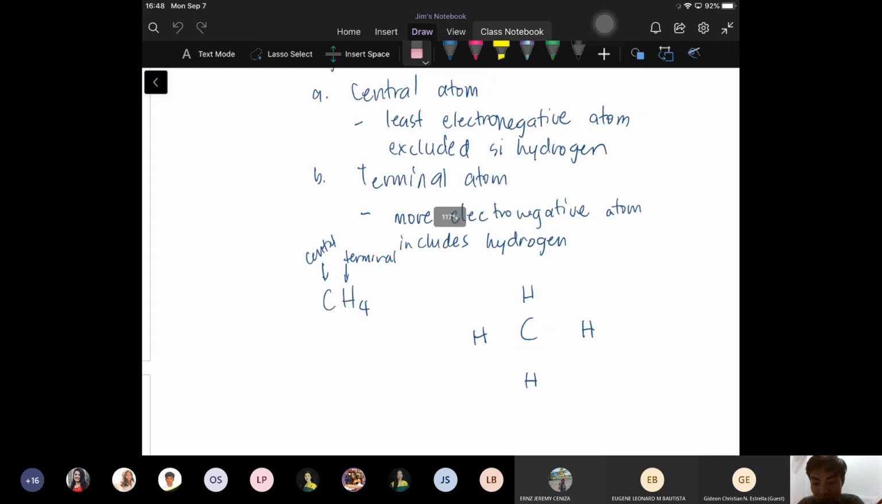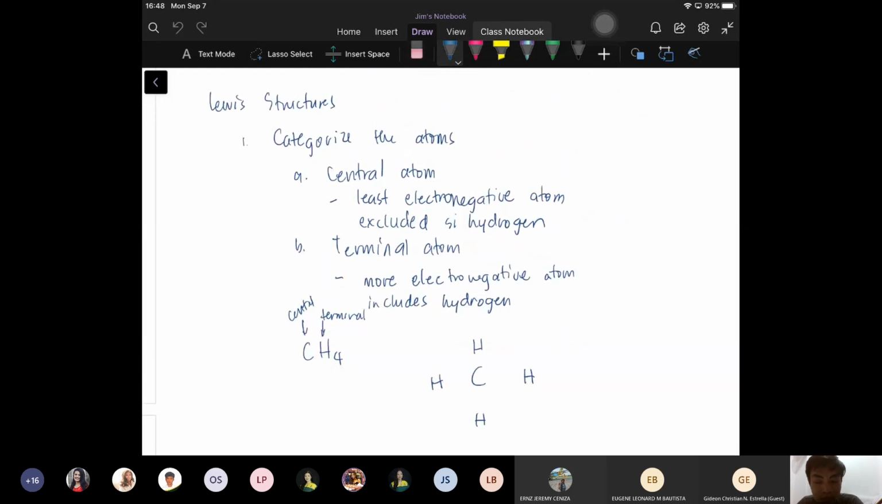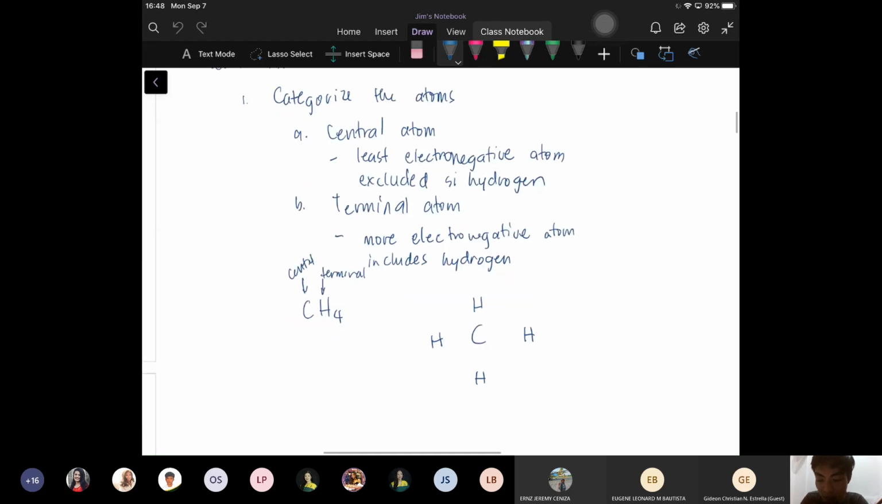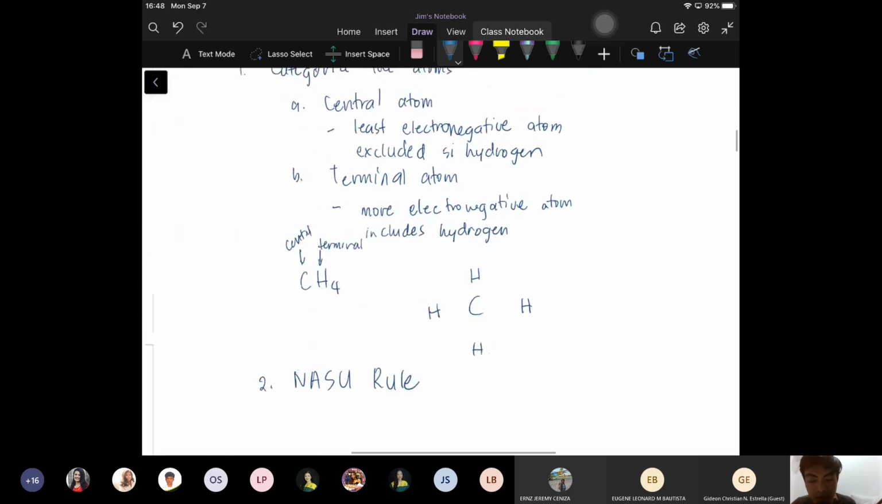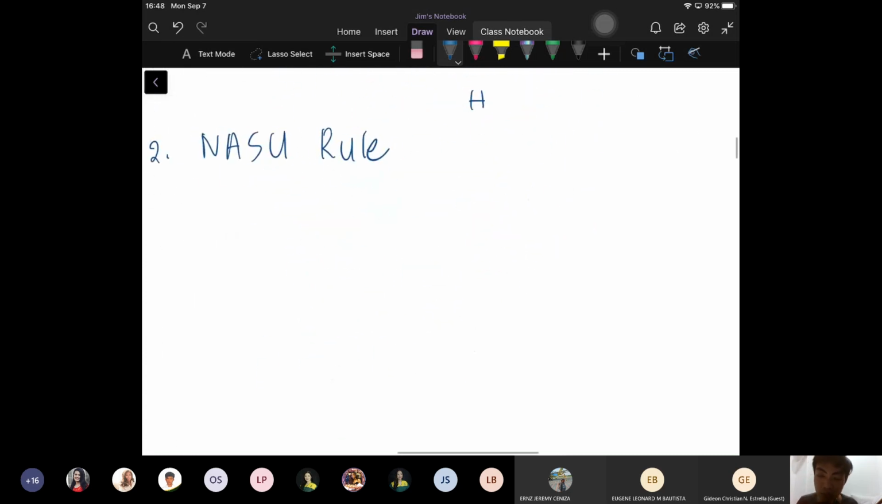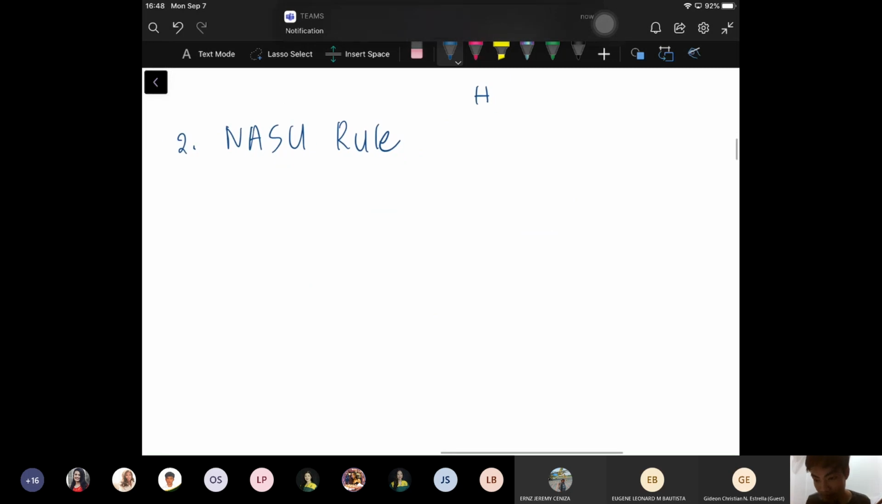Then, after doing that, we are able to draw the skeletal structure, meaning yung initial itsura ng molecule natin, we can now proceed with what's called the NASU rule. I don't know if familiar yung iba dito, but ito kasi yung tinuturo ko sa senior high. So, I find NASU rule a quicker way to draw Lewis structures. So, what is a NASU rule?